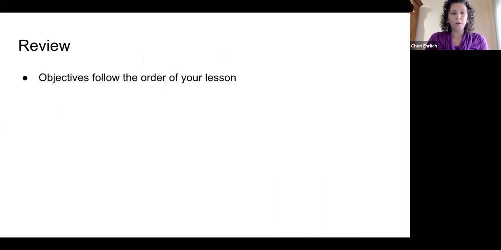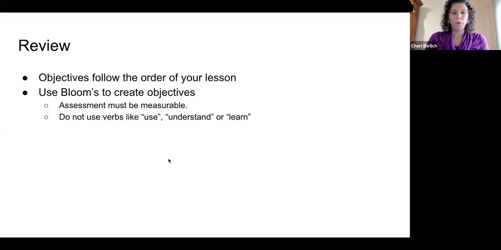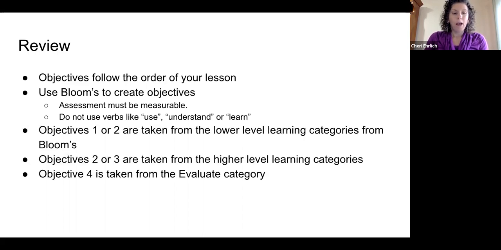So just to review, objectives follow the order of your lesson. You want to use Bloom's to create the objectives. So the assessments must be measurable. And you want to avoid using verbs like use, understand, or learn. And then your objectives, right?